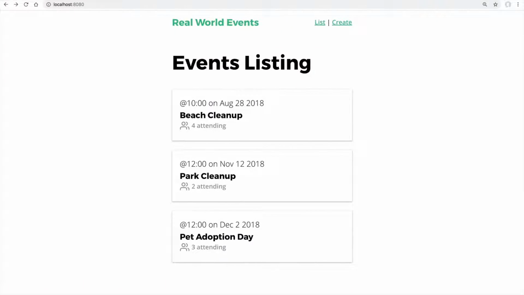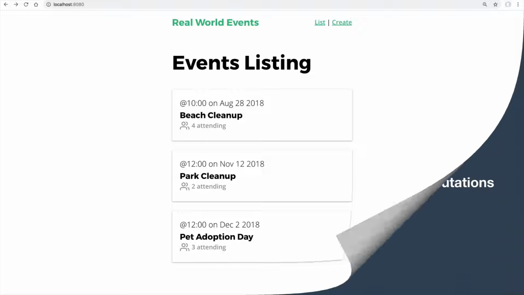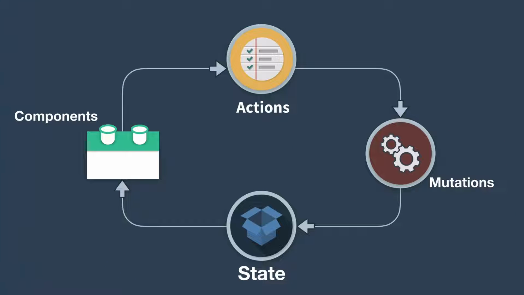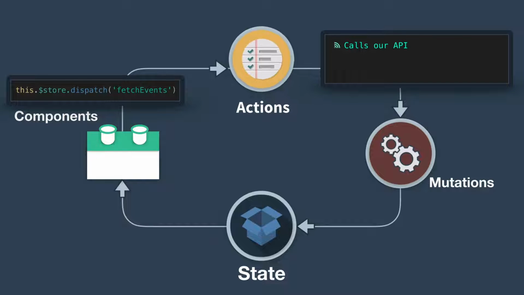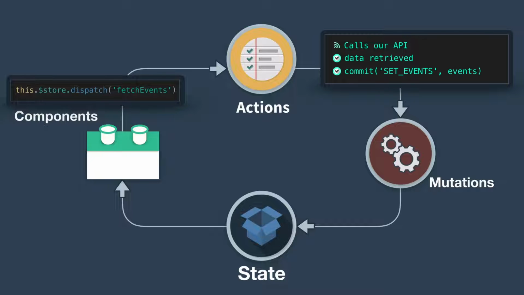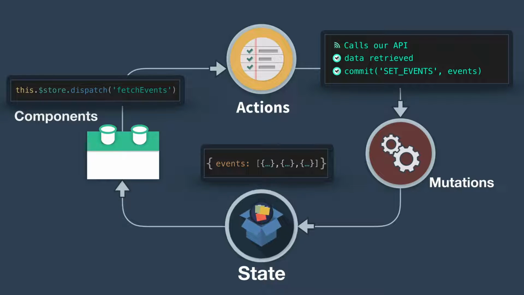If we look back into our browser, everything is working just like before, except this time we're using Vuex. Let's review our Vuex diagram. Inside of our events list component, we're dispatching our fetchEvents action. Inside this action, we call our API, we retrieve the data, and then commit a mutation. This mutation sets our events state. Our component uses this state, which lists out all of our events.